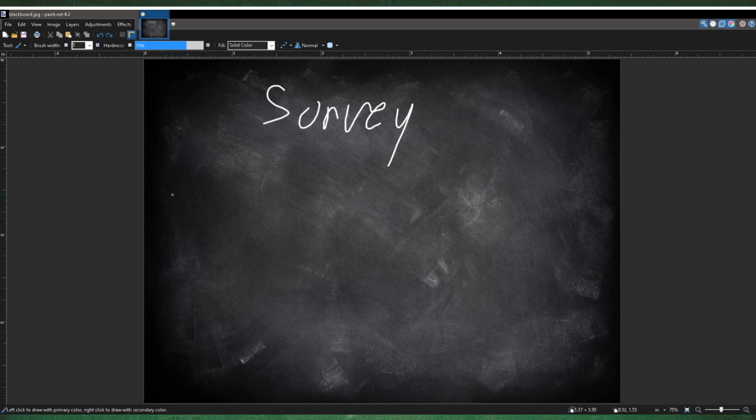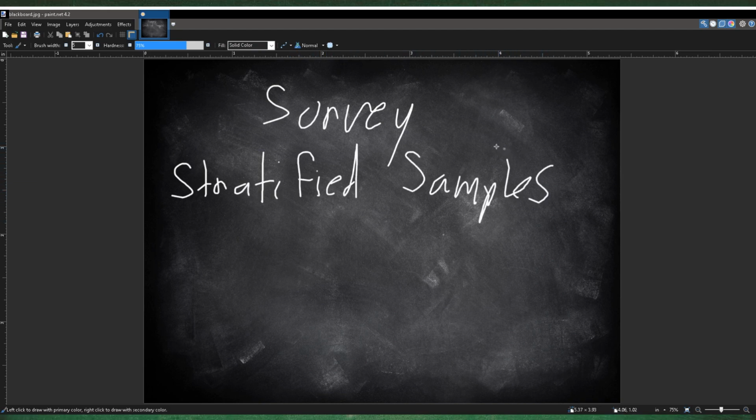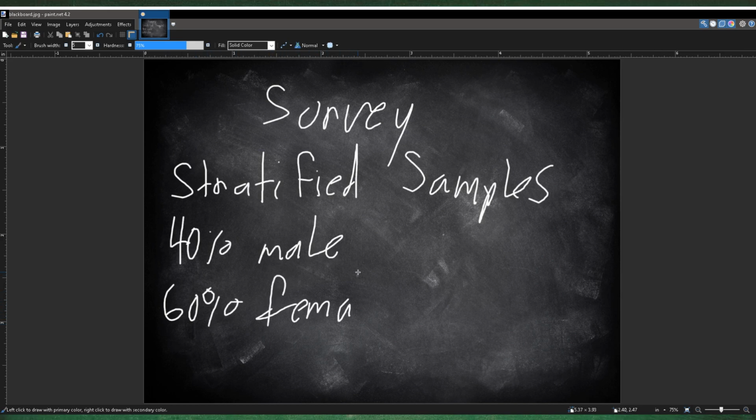And then there's stratified sampling. Stratified samples are basically a random sample that takes into account proportions of populations. So let's say the population of some town is 40% male and 60% female. If you want to use a survey of 100 people, your n is 100, then you have to choose 40 random males and 60 random females. And that's what stratified means. You choose based on the proportions of males and females.